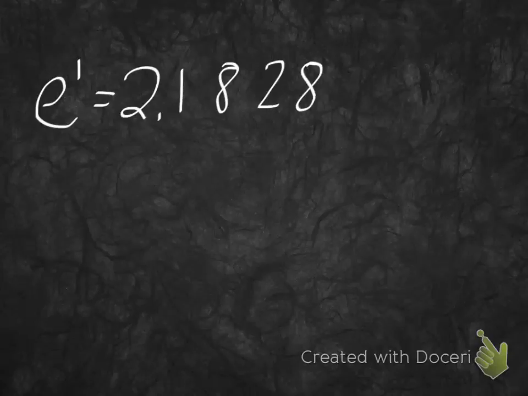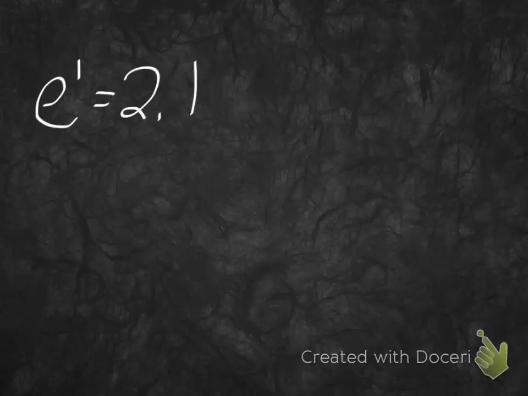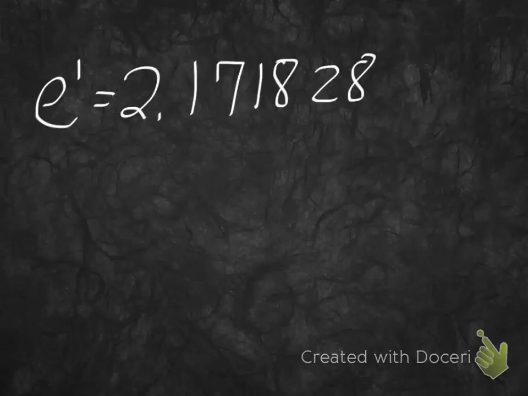2.718... It keeps on going forever. There's not a pattern to it. It's just like pi. 2, 7, 1, 8, 2, 8. And this is going to continue on forever, just like pi.